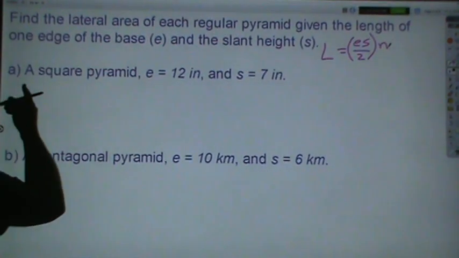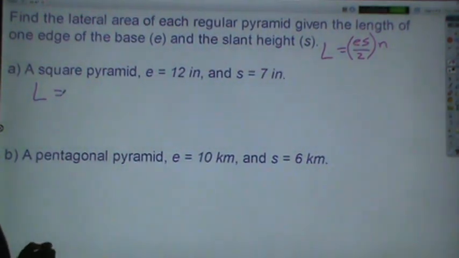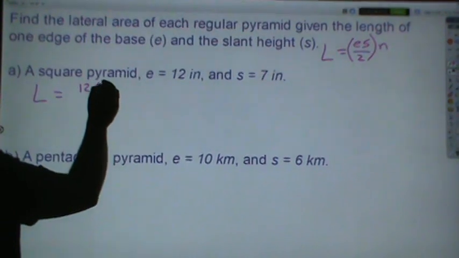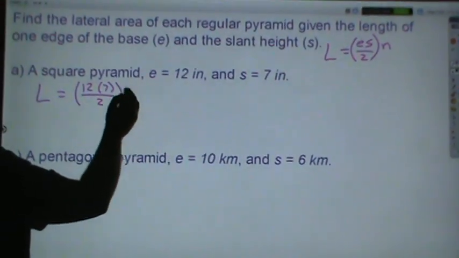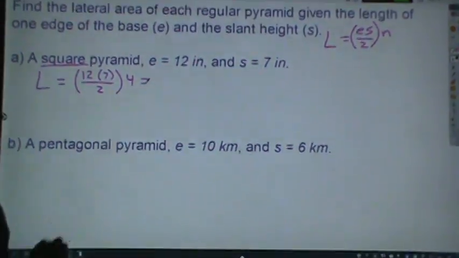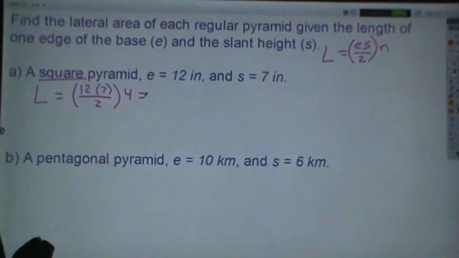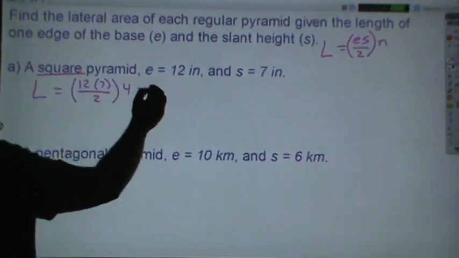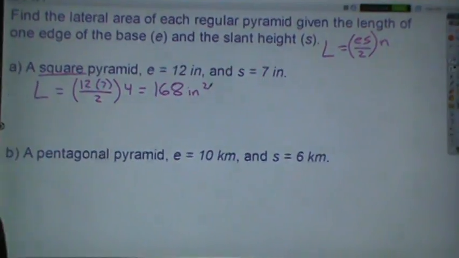So for part A right here, I have a square pyramid. My lateral area is going to be equal to the edge, 12, times the slant height, 7, divided by 2, times the number of surfaces. Since it's a square pyramid, we're going to have 4 lateral surfaces. So I do 12 divided by 2, which is 6. 6 times 7 is 42. 42 times 4 is 168 inches squared.